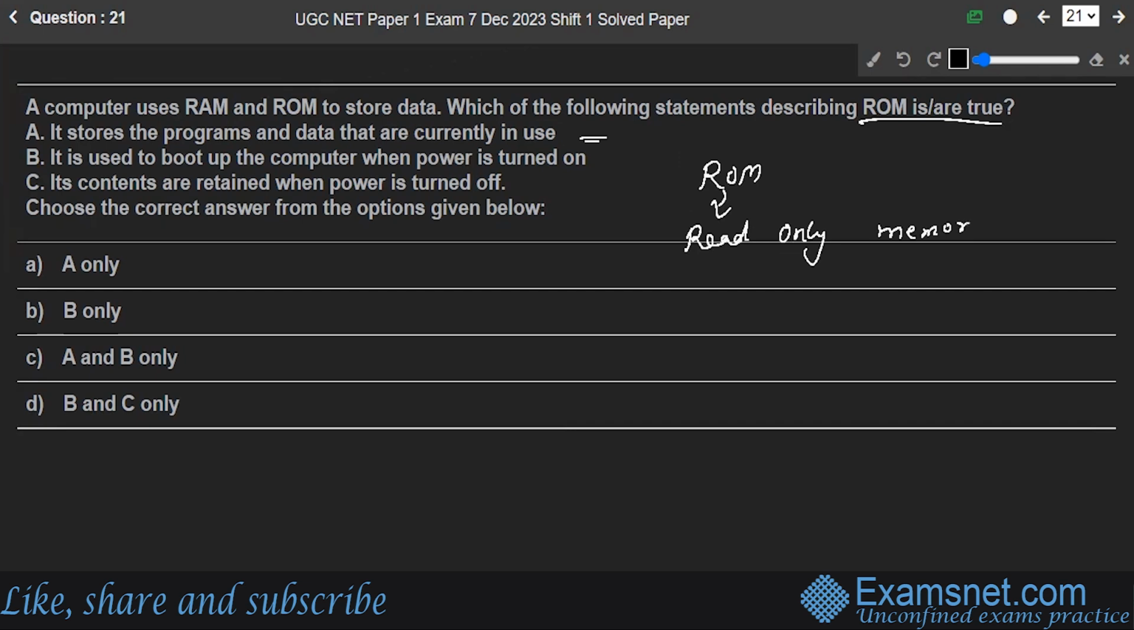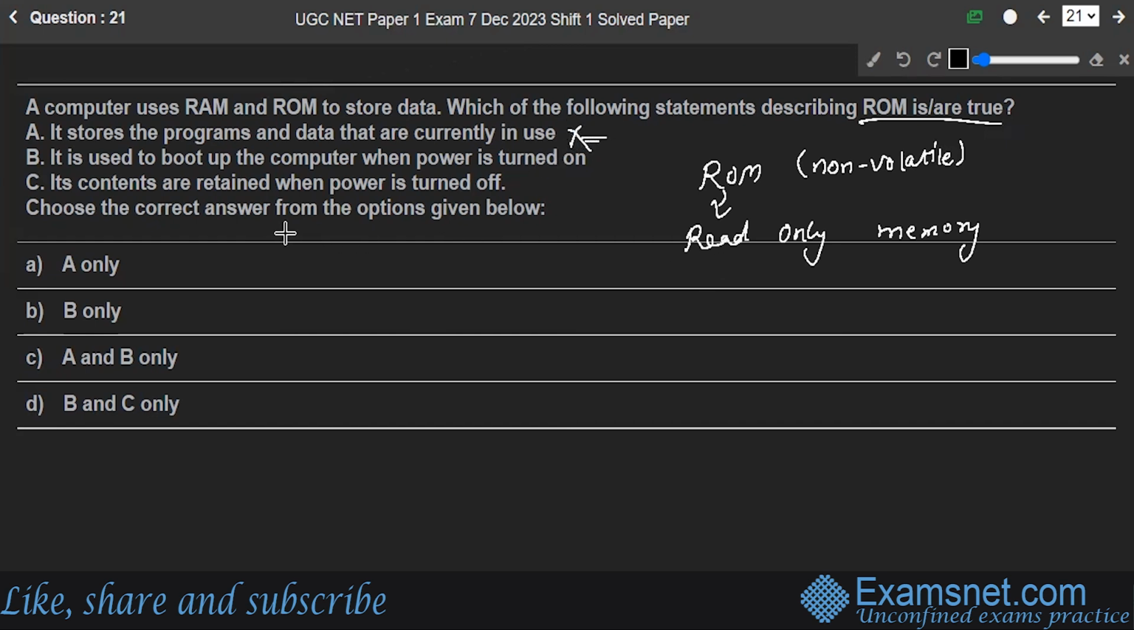It's a type of memory in the computer system that stores programs and data that are permanently stored on the chip. Whenever you start your computer, all the programs that are listed in the ROM start up. This is a non-volatile memory. That means the content does not go away even after switching off the computer. So that means the first one is wrong.